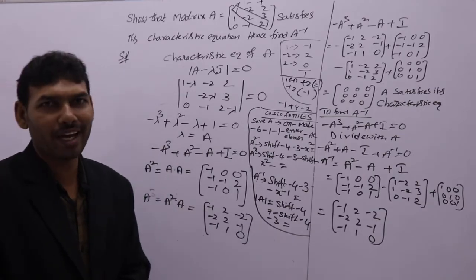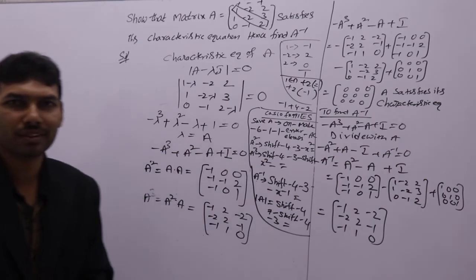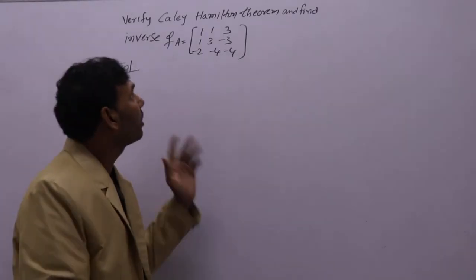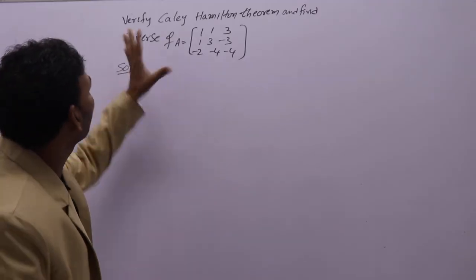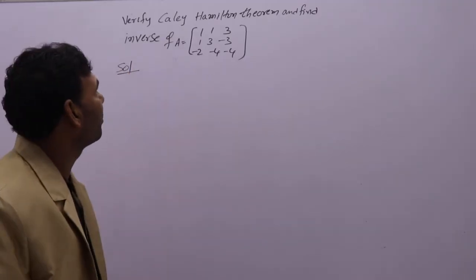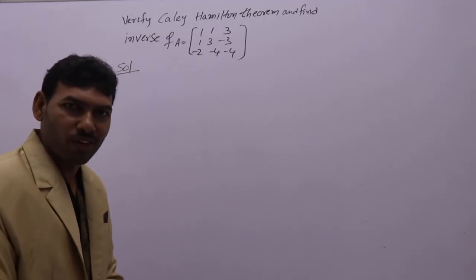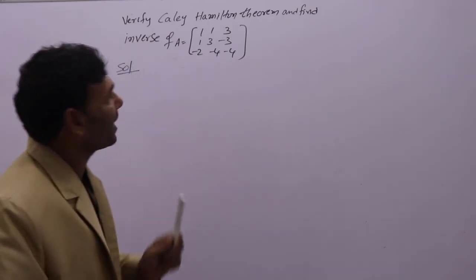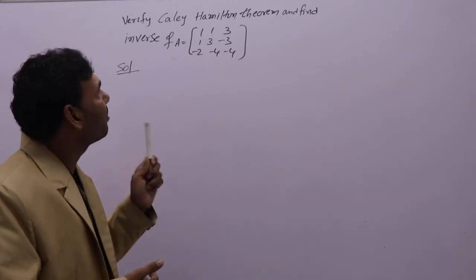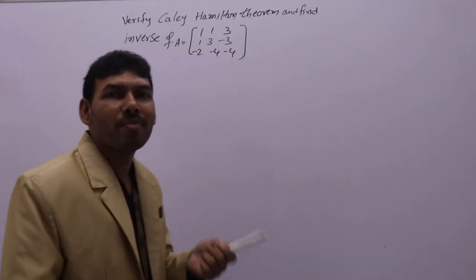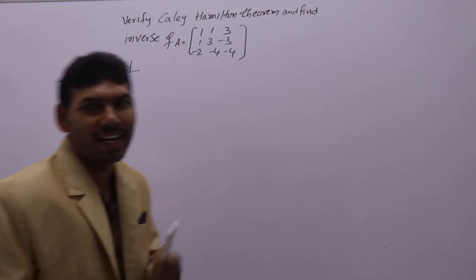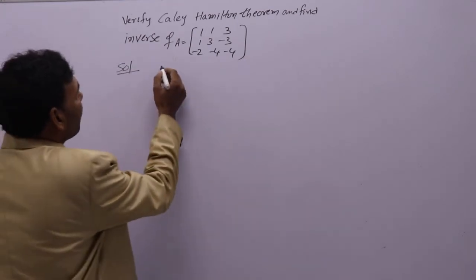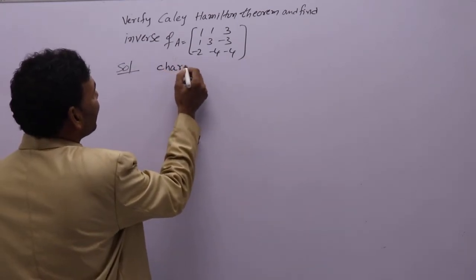How to verify Cayley-Hamilton theorem for a given matrix. Next problem on Cayley-Hamilton theorem. Actually, the question will be like this: verify Cayley-Hamilton theorem and hence find its inverse. To verify Cayley-Hamilton theorem, we need to find the characteristic equation, because Cayley-Hamilton theorem says every square matrix satisfies its own characteristic equation. That's why first write the characteristic equation of A.